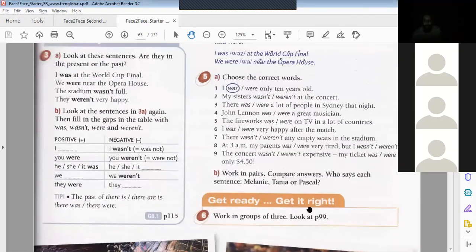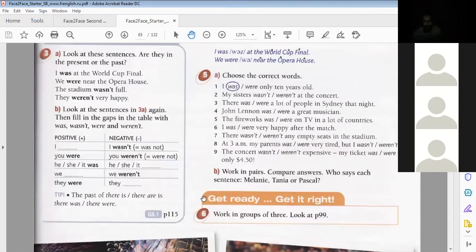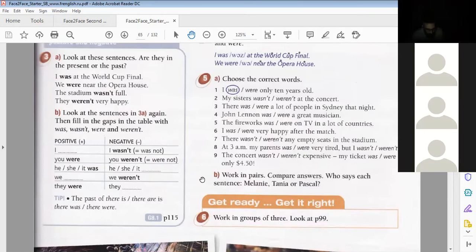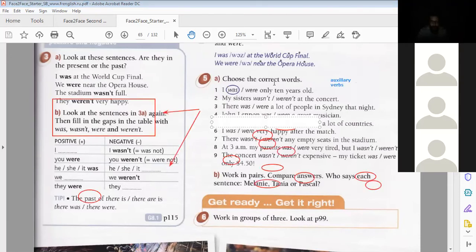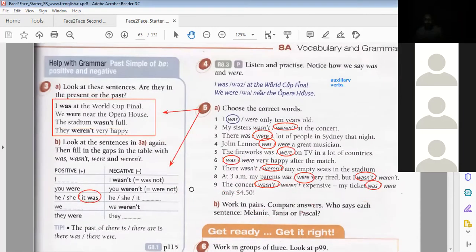Okay, so we still have a question. Work in groups, look at page 99. Before we do number 6, we have a part we skipped, which is number 5. It says here, who said... Let's go back to the answers. Who says each sentence? The answers we completed in number 5.